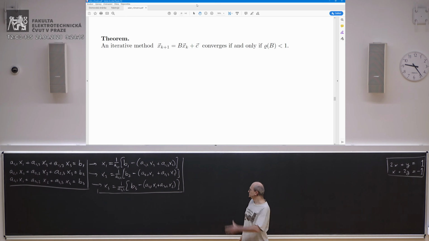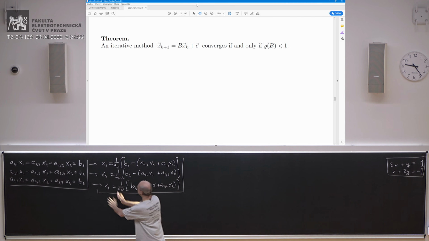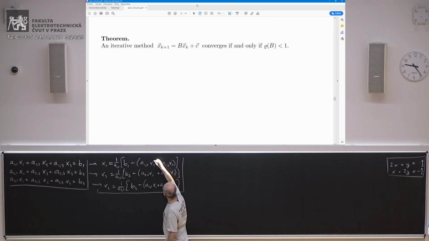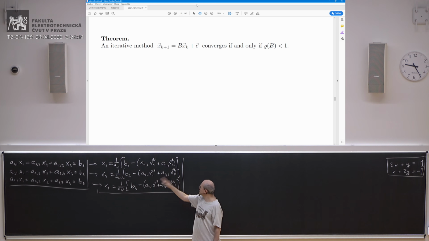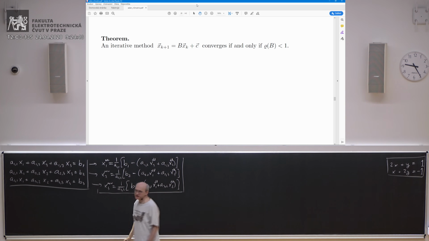I changed my system into a new type of equations, and I can see them as equations of the fixed point type. On the right, I have some x1, x2, x3, and I get them also on the left. So I can see it as generations. I have one vector which I, for instance, guess, and I use these values, I'm going to call them old here, to calculate new values of x1, x2, and x3. And this creates an iteration.